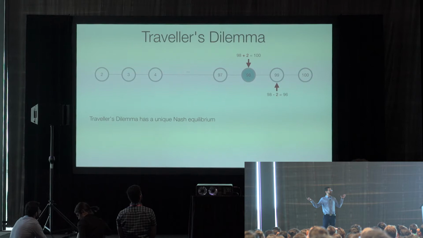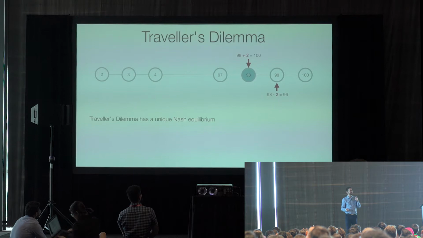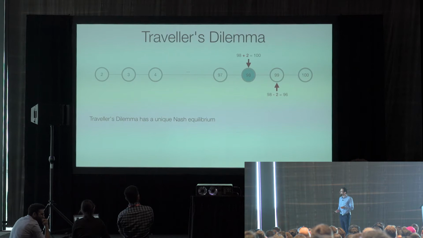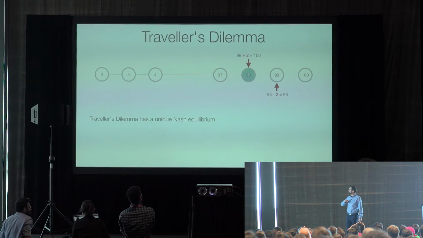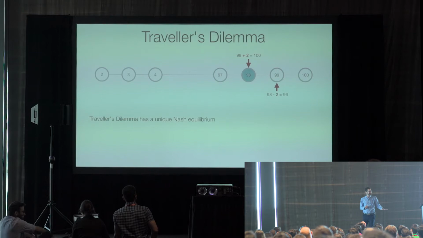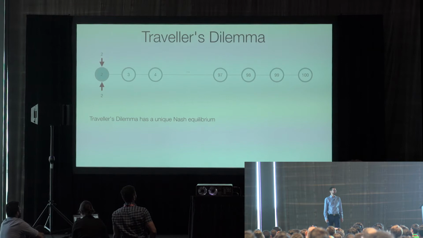And so if there's no 100, and I know the other player is going to play 99, the best thing for me to do is not to play 99, because then I would get 99. If I play 98, I'm going to get 100. So in fact, there's no reason to ever play 99. And you can see where this is going. This is the unique equilibrium, the only equilibrium of the game.